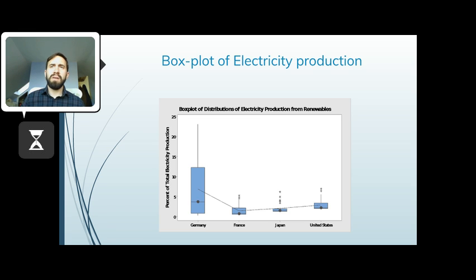Now, the starred values are representing outlier values, and the line that connects all four boxes indicates the mean for each country. And lastly, the markers for each box just show the median value.